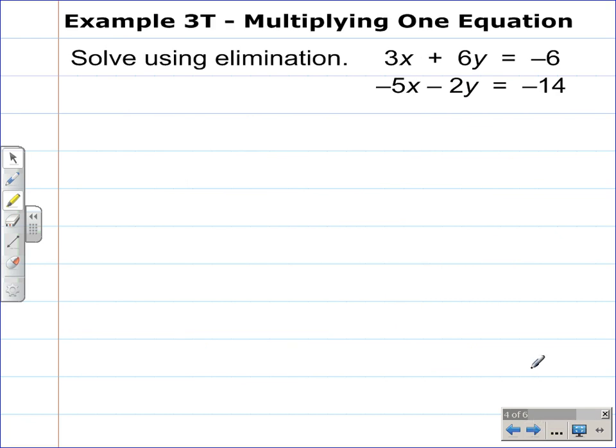Example 3t, multiplying one equation. Well, if you look at these two equations, 3x plus 6y is equal to negative 6, and negative 5x minus 2y is equal to negative 14.